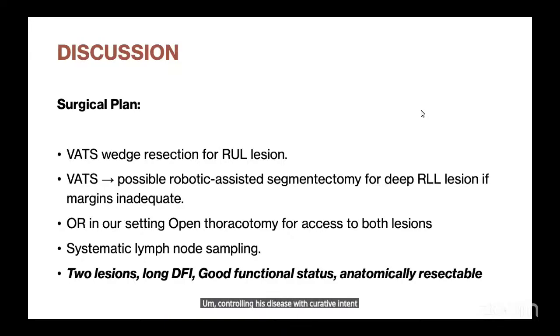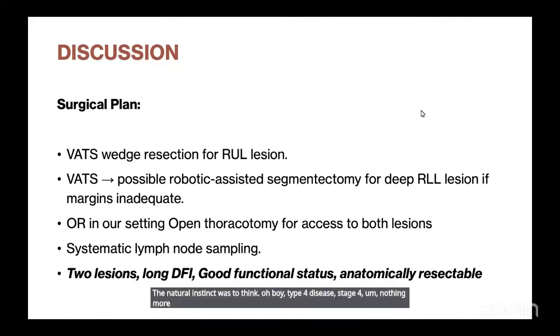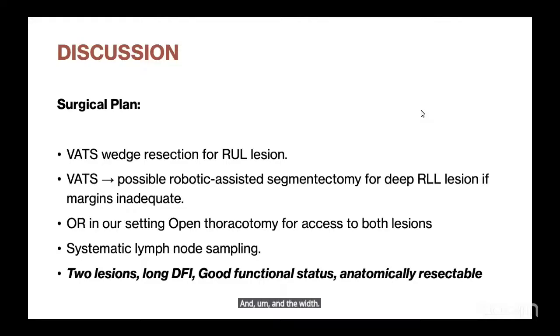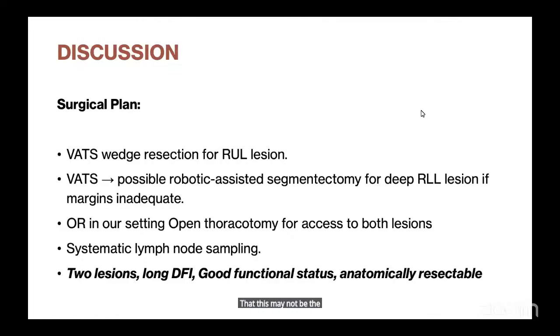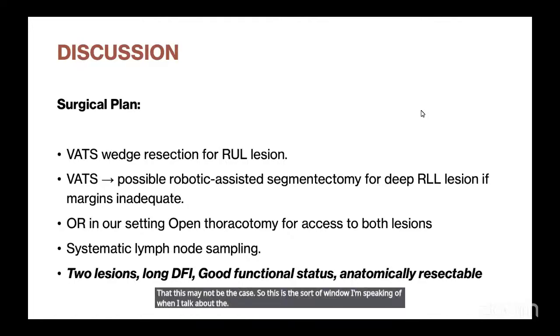Because like I said, many decades ago, you heard type 4, and the natural instinct was to think, oh boy, type 4 disease, stage 4, nothing more to be done. Let's palliate and wait. But now we've seen with the advent and the advances, not just in surgery, but also in systemic therapy, that this may not be the case. So this is the sort of window I'm speaking of when I talk about the oligometastatic window.